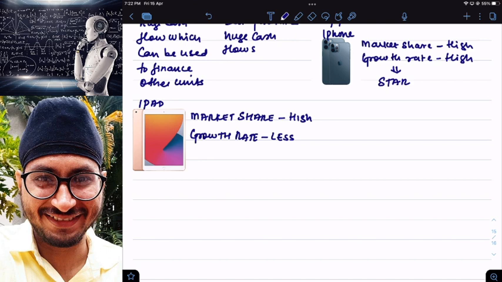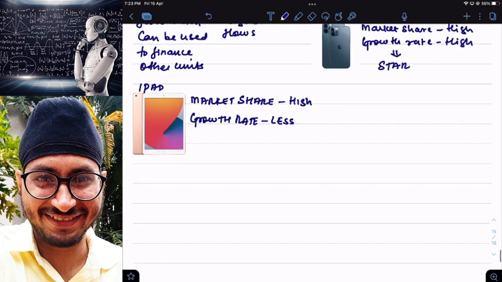Now tell, high market share Apple is having in iPad, but the growth rate of the iPad market is very less. According to you, what should this be? Is it a star? No, it is not a star obviously. Is it a cash cow? Is it a dog, or is it a question mark or problem child? What is it? High market share in a less growth rate market. So can I say iPad is an example of what, sir? Cash cow. iPad is an example of cash cow for Apple. Next, one more product let us take.